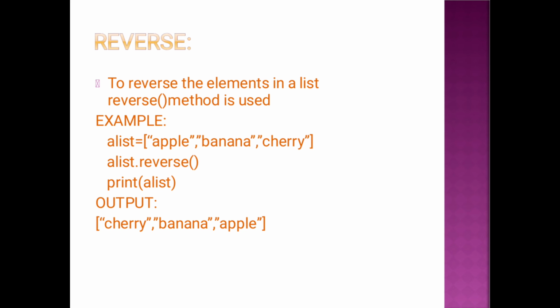And the next one is reverse. To reverse the elements in a list, the reverse method is used. For example, a list contains apple, banana, cherry. Now I want to reverse this list. So I use this reverse method to reverse this list. And the output is cherry, banana, apple.